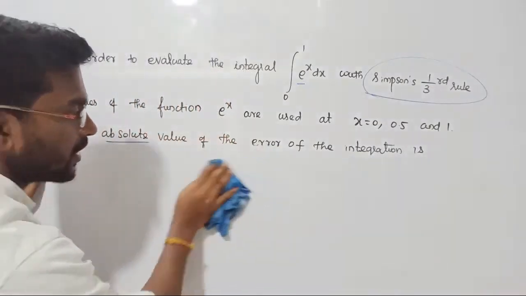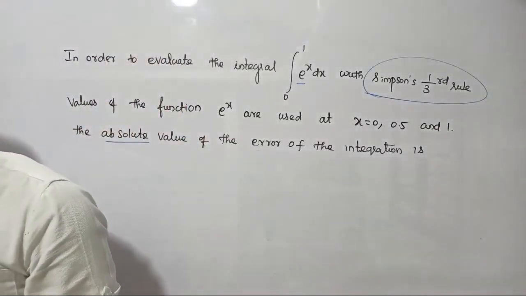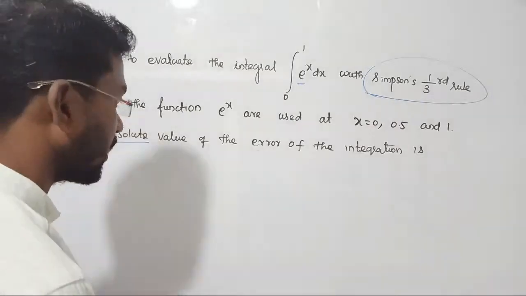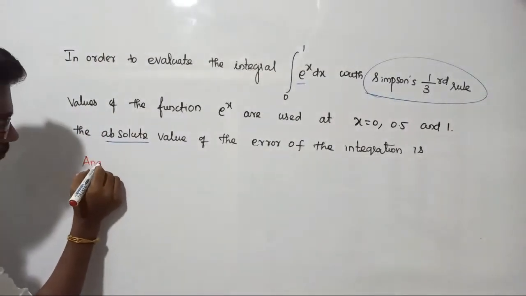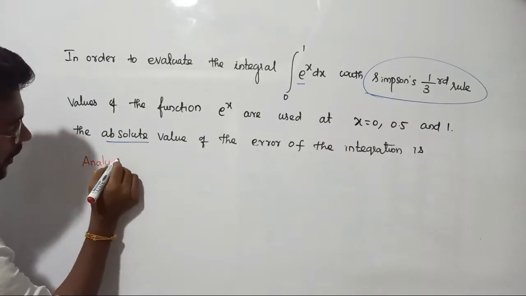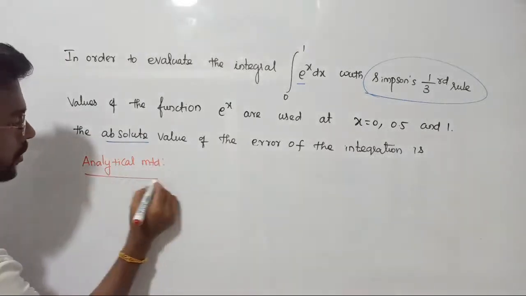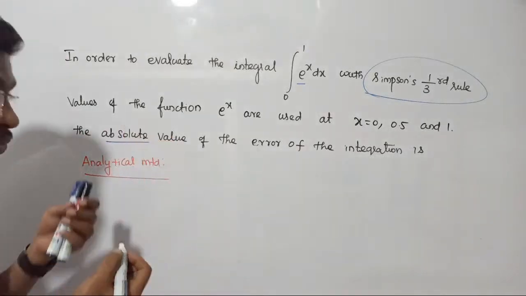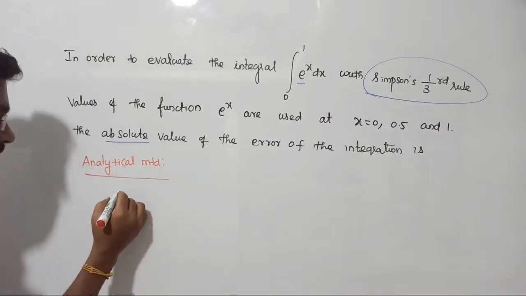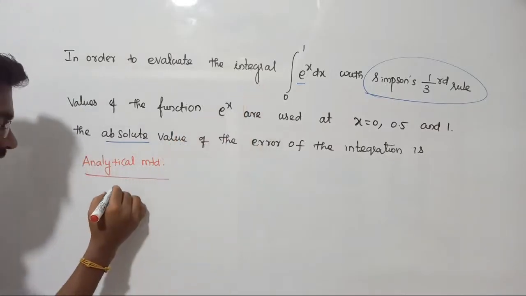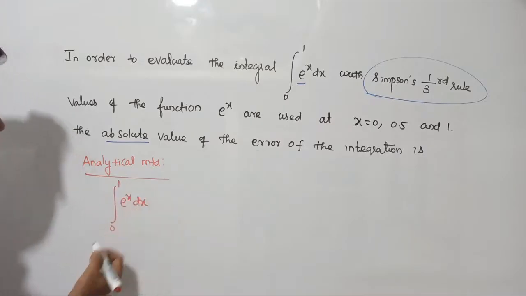Our first target, we have to find two values here. We should bring the answer in the analytical method, as well as in the numerical method. First, let's proceed with the analytical method. In the analytical method, we are trying to bring the exact value. So that is the function, the integral from 0 to 1 of e power x dx. I just need the answer for this one.